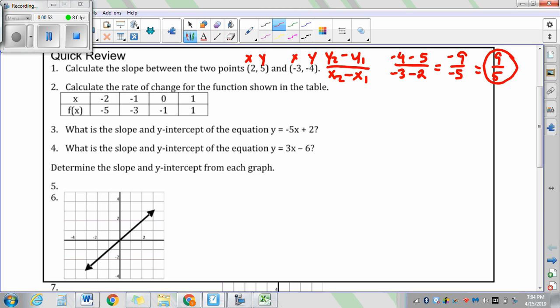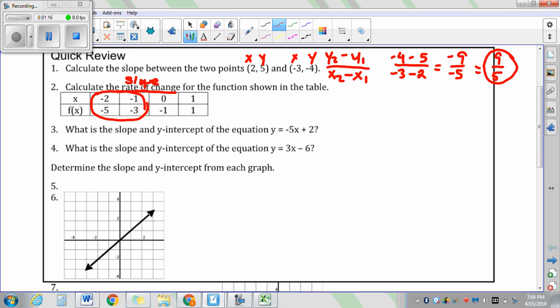For number 2, when it says calculate the rate of change, rate of change is just another word for slope. So this is essentially saying the same thing as the first one. So I need the first x and the first y. And here they are. They gave us way too much information. So I can just use the first two, or the last two, or the middle two, right? Whichever one you want to use.